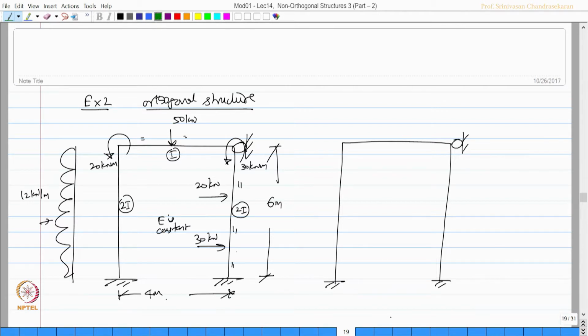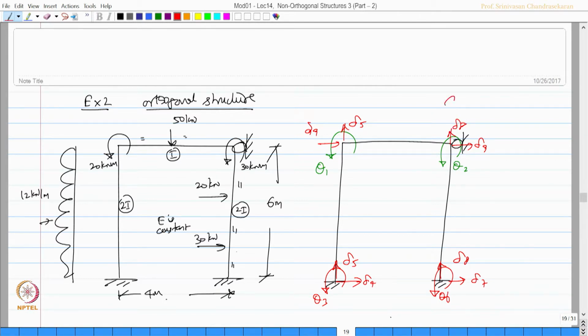So, the unrestrained degrees were theta 1 and theta 2, the restrained degrees were marked as theta 3, delta 4, delta 5, theta 6, delta 7, delta 8 and delta 9. This is also delta 5, this is delta 8, because axial deformations are neglected. Is it not?